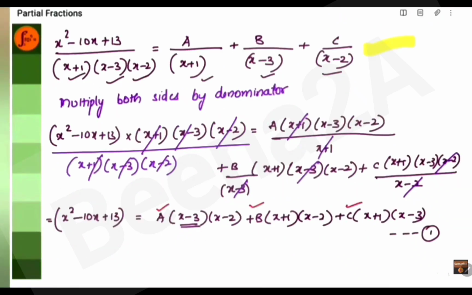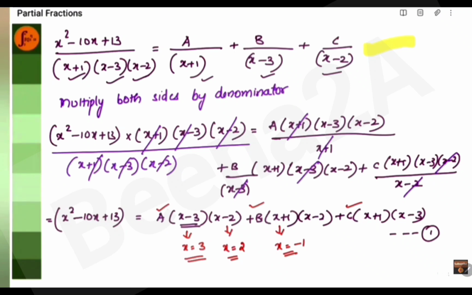Now in this equation, we'll take values of x. We have x minus 3, so we'll take the opposite sign, x is equal to 3. Here we have x minus 2, so we'll take x is equal to 2. Here we have plus 1, so x is equal to minus 1. Now using these 3 values of x, we'll substitute them in this equation one by one and get values of a, b and c, right?